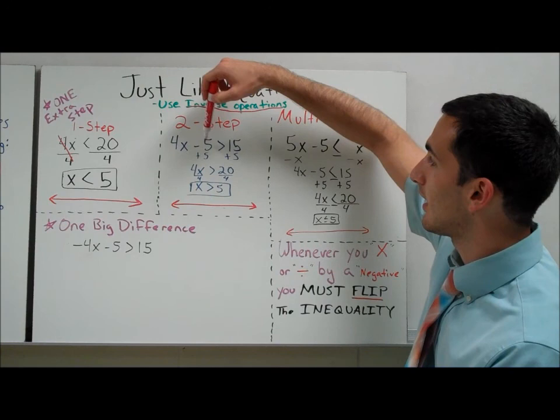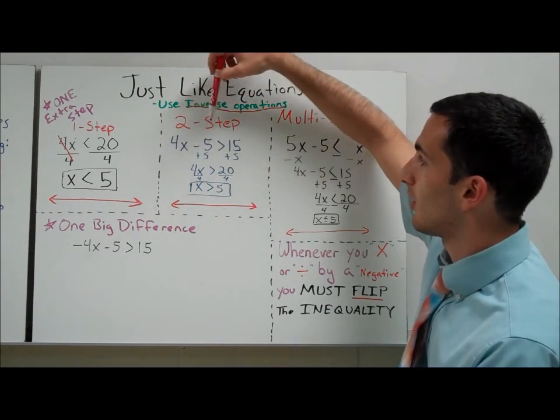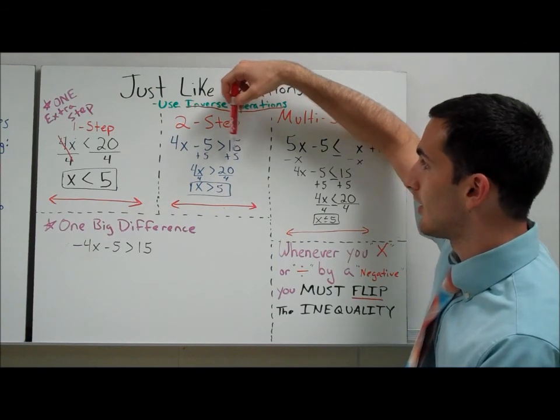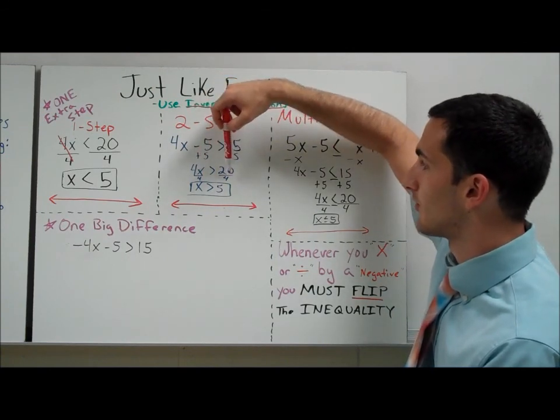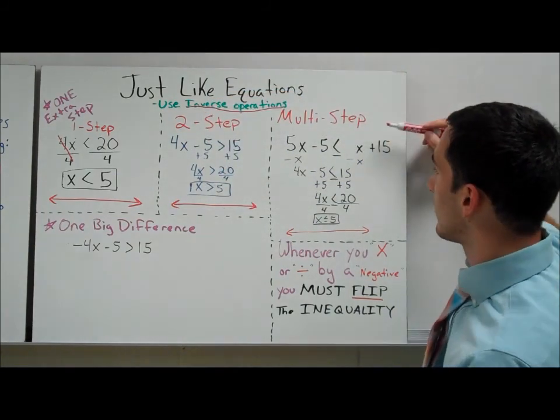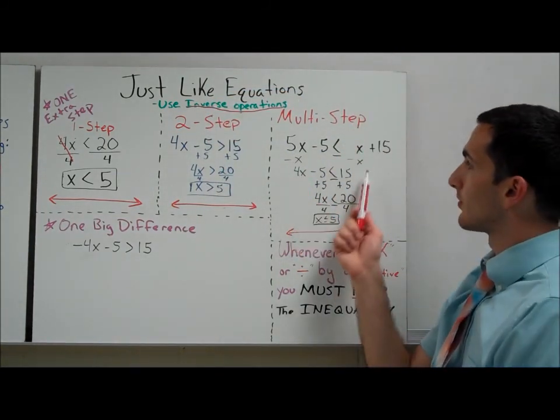Over here we see that we have a two-step inequality. We want to get rid of our constant first, so we add 5 to each side. Then we get rid of our coefficient, so we divide by 4 on each side, and we get x is greater than 5.